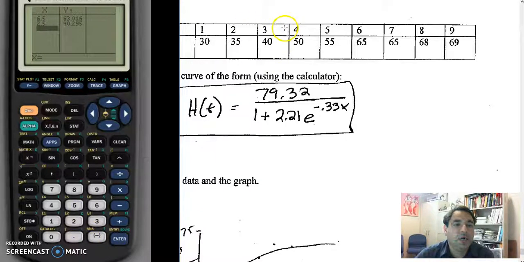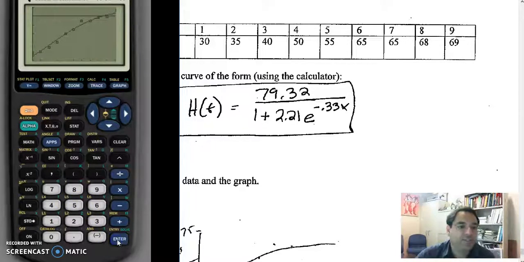Or if I want to find out when will it reach 70, because remember it levels off at 79.32, I would go to Y2, type in 70, enter. There's my 70. I'm going to find out where they cross. Second trace. Looking for intersect, 5, enter, enter, enter. We're estimating it will happen around 8.51 time. Okay, that concludes chapter 2.